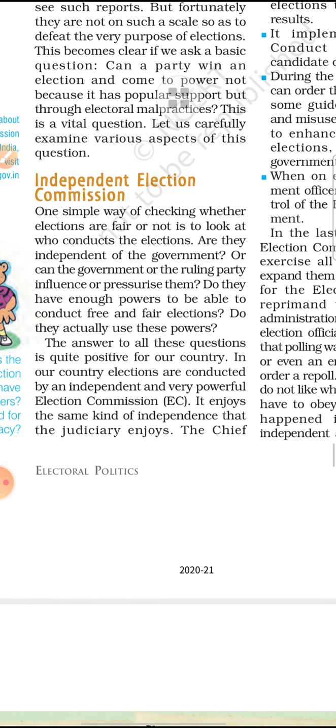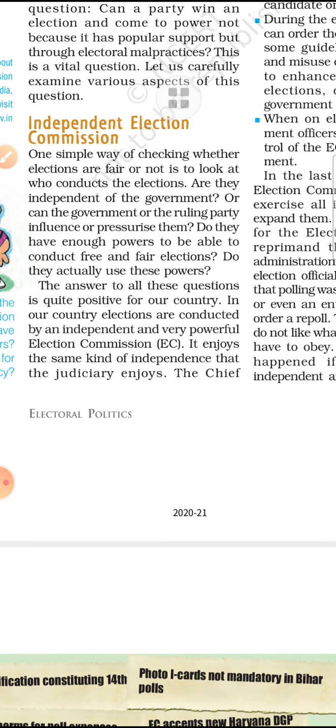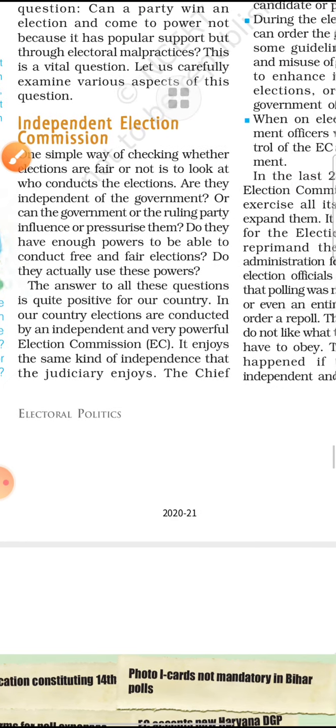So one simple way of checking whether an election is fair or not is to look into the system, that is, who conducts the election. Are the election authorities independent of the government, or can the ruling party change them, influence or pressurize them? Do they have enough powers to be able to conduct free and fair elections? Do they actually use this power? So the answer to this question is quite positive in our country. Just understand this: in our country, it is positive.